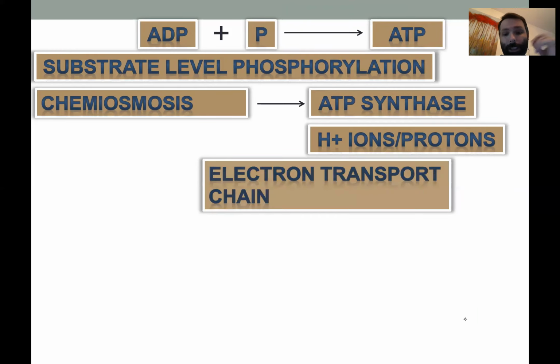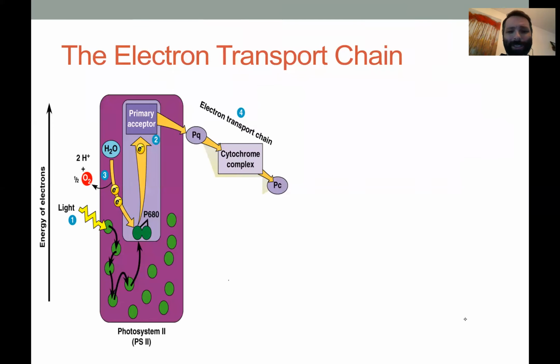And so the electron transport chain, again, is something that's going to happen in both photosynthesis and respiration. We're going to talk about the photosynthesis one, as you can see. Now, this is a different representation. I like to show a lot of these different kinds of representations of photosynthesis because reading diagrams is important.